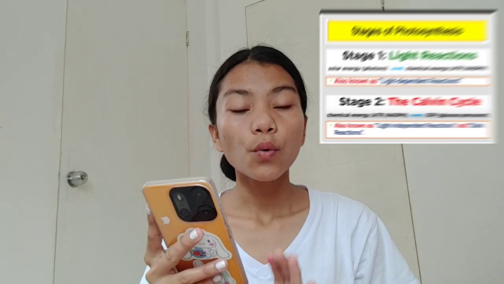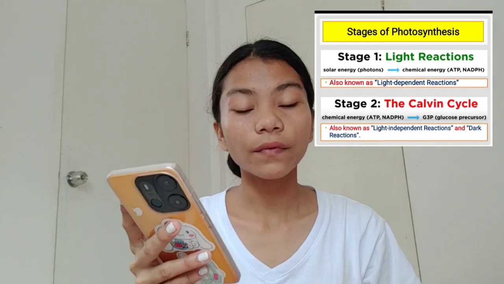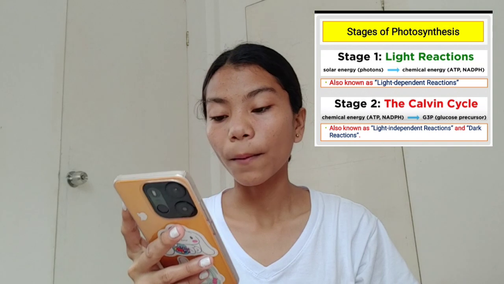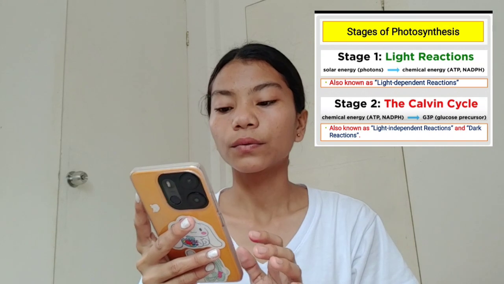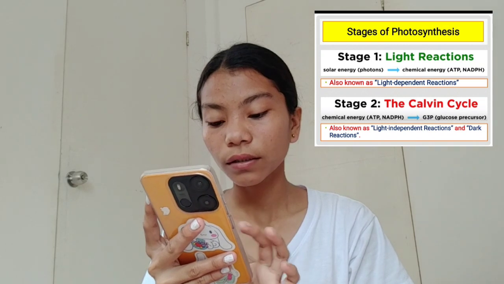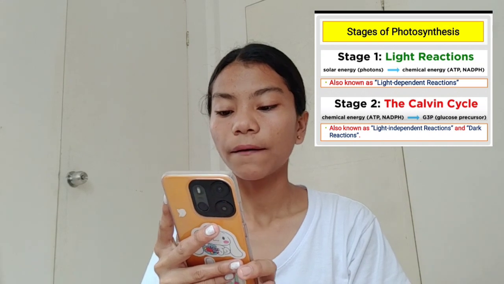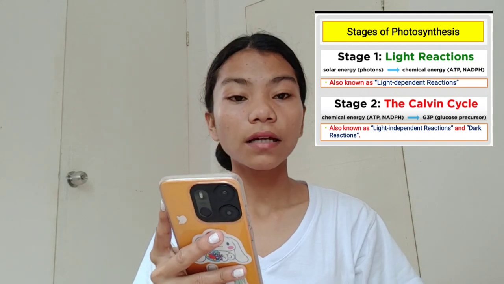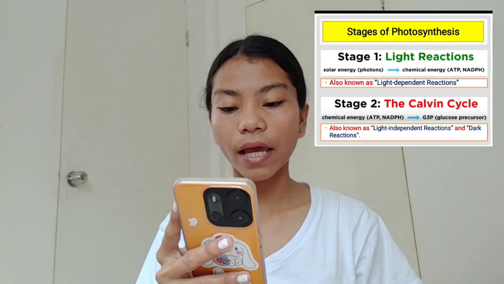Now, let's go with the stages of photosynthesis. The first one is the light reactions and the second one is the Calvin cycle. Let's go with the light reaction first. The light reaction, or also called the light-dependent reaction, harnesses energy from the sun to produce chemical bonds, ATP and NADPH.